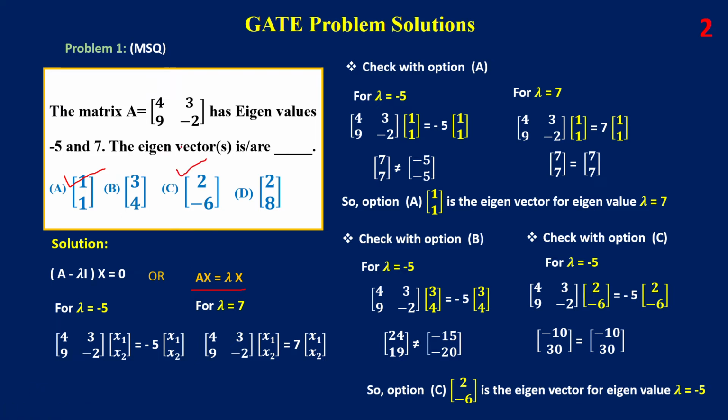So this is a 2 cross 2 matrix. Already we found two eigenvectors: for 7, 1, 1 is the eigenvector, and for minus 5, 2, minus 6 is the eigenvector. So there is no need to check option D. With this we can stop and conclude the answer: options A and C are the correct ones.